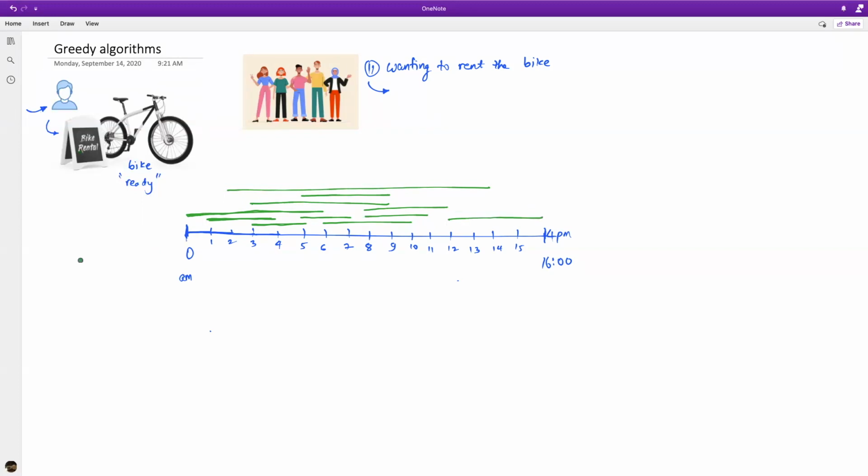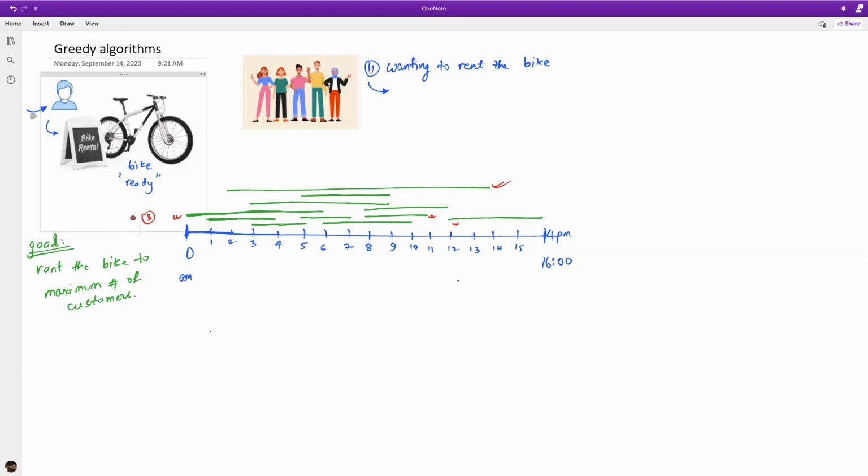Now, since you own the bike rental company, what you would like to do is rent this bike to the maximum number of customers. That is, your goal is to rent the bike to the maximum number of customers. Obviously, if you rent the bike to this guy, you will not be able to rent the bike to almost any other person, right? So your goal is not met. You might choose to rent the bike to this person, and then after that to this guy and then to this guy, eventually serving three customers. So that probably is also not the best choice.